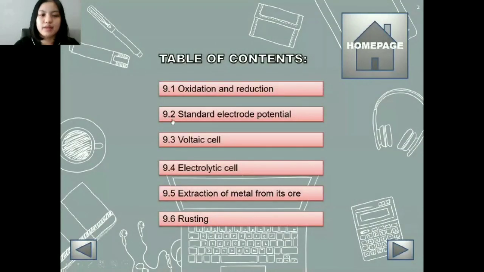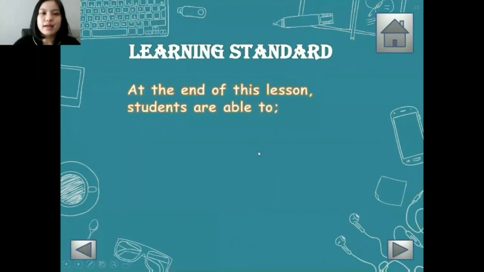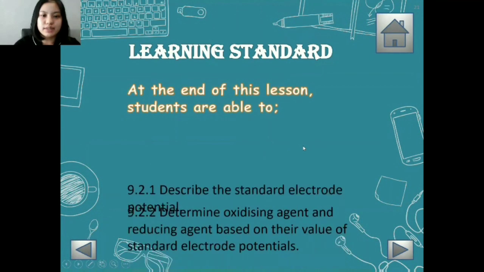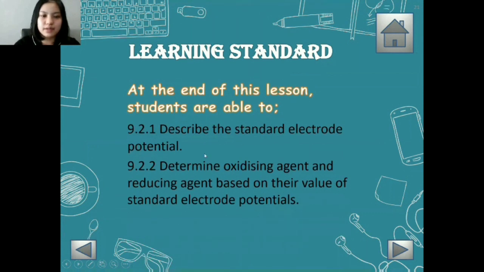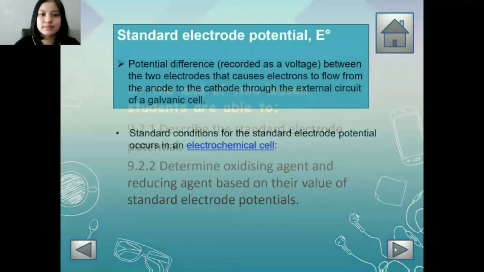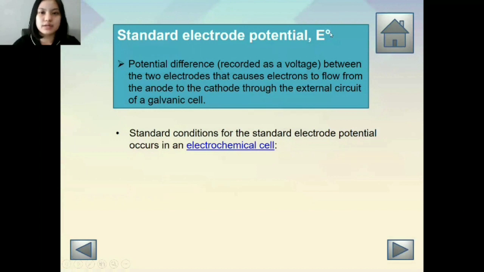Okay, now I will explain 9.2 standard electrode potential. The learning standard for 9.2 is to describe standard electrode potential, determining oxidizing agents and reducing agents based on their value of standard electrode potential. Standard electrode potential, E naught, is the potential difference recorded as voltage between the two electrodes. The standard electrode potential occurs in the standard conditions.